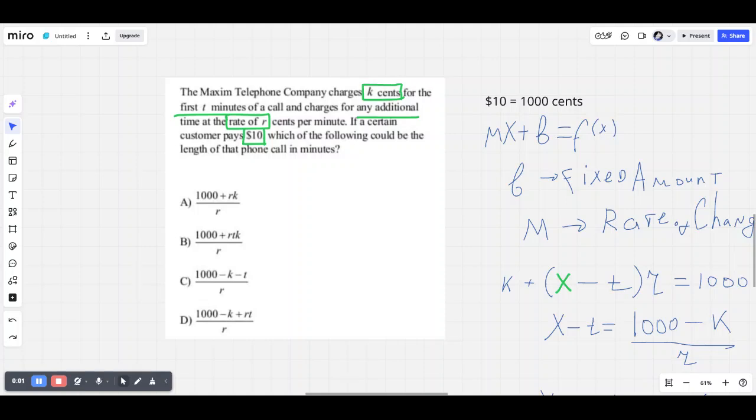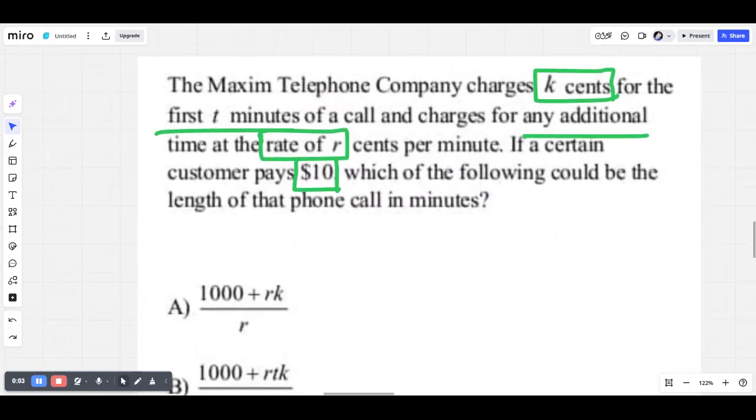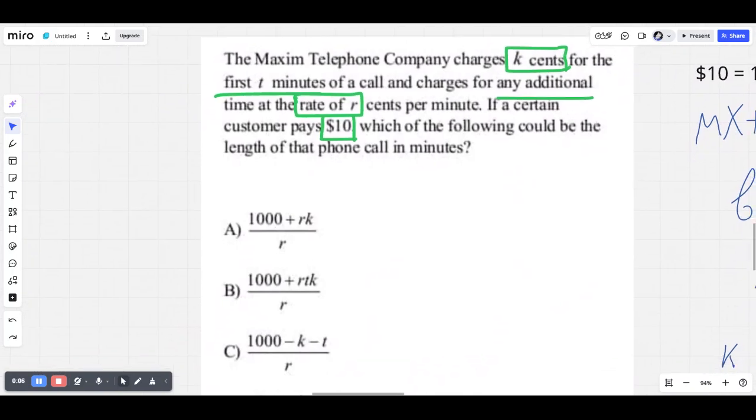Hello guys, today we're gonna solve this problem. The Maxim telephone company charges K cents for the first T minutes of the call and charges for any additional time at a rate of R cents per minute.